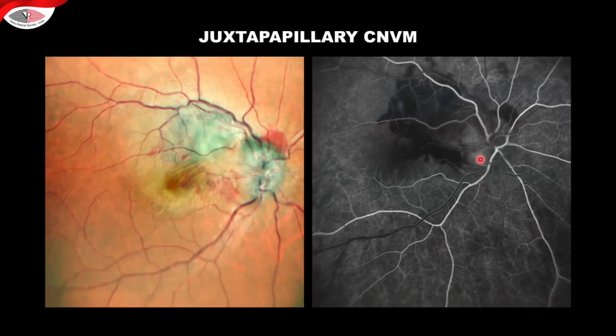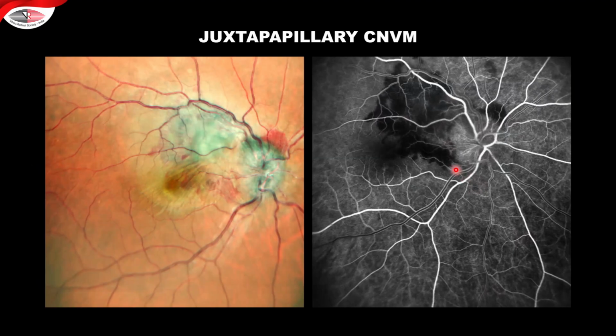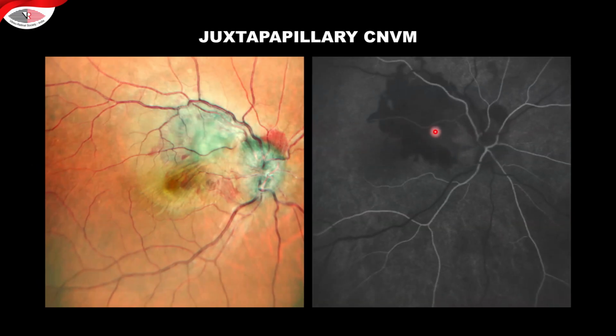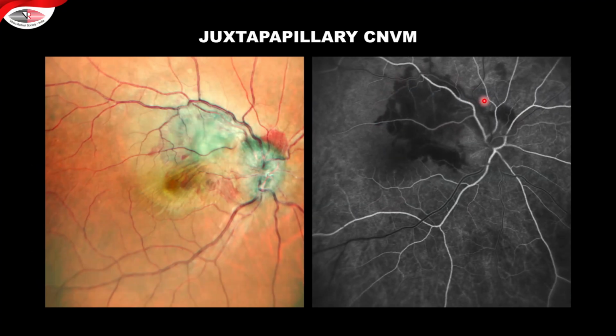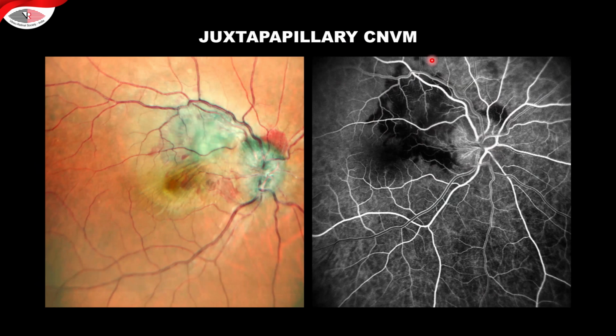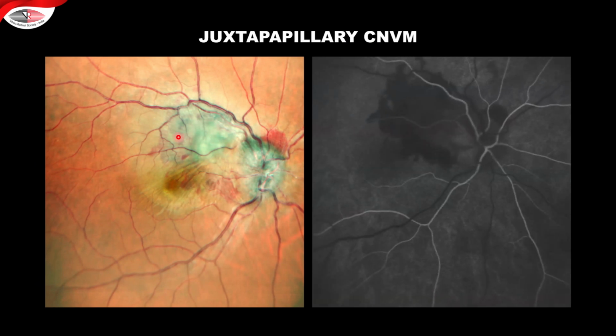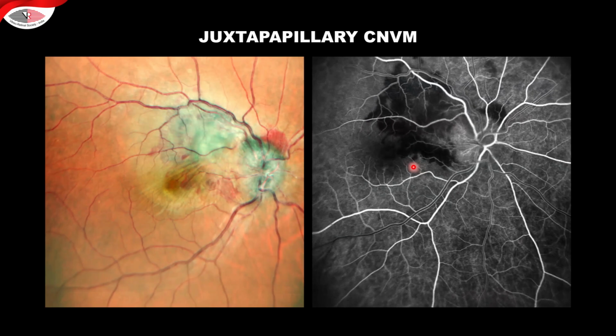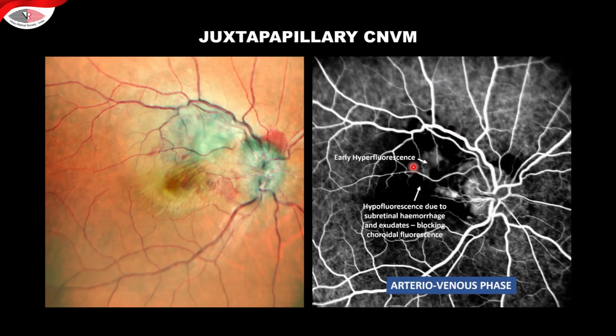Then there can be a juxtapapillary membrane. You can see that as the phase progresses, you'll see the margins of the membrane coming up and the mass fluorescence of the hemorrhage, which is there in the surrounding area. And you can basically always correlate it clinically with the presence of blood and where the membrane is in relation to the fluorescein angiography that you see.